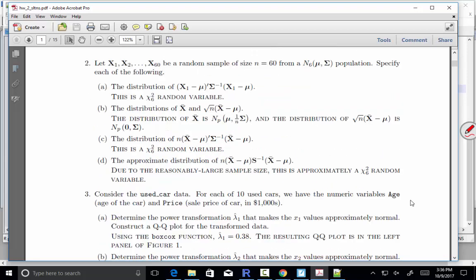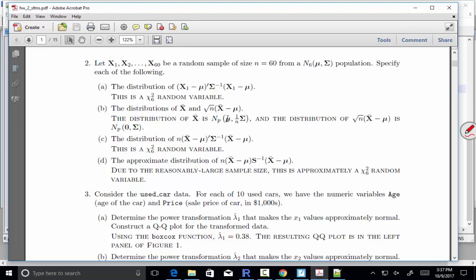Number 2 was all about multivariate normal theory and sampling distributions relevant to inference on a mean. So the distribution of a quadratic form with a multivariate normal is a chi-square. The distribution of x bar, the sampling distribution of x bar, when the data are normal, when the population is normal, the sampling distribution of x bar is normal, multivariate normal.